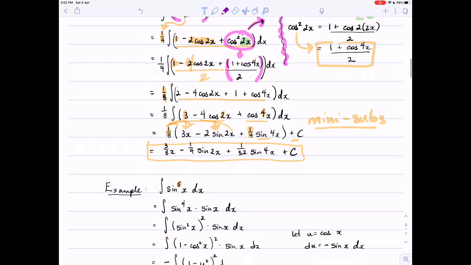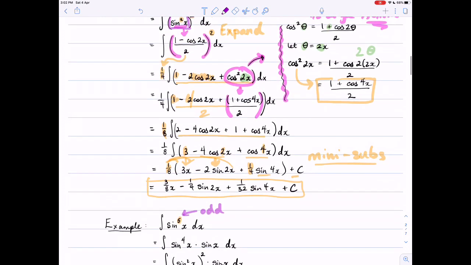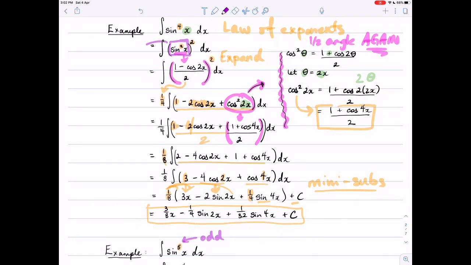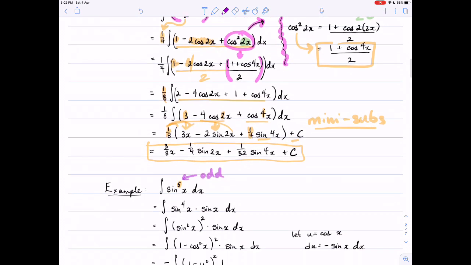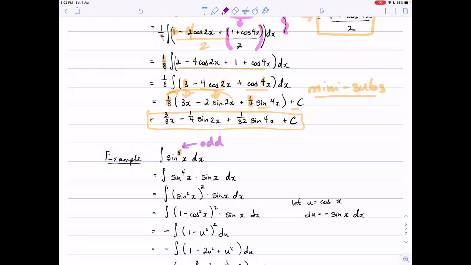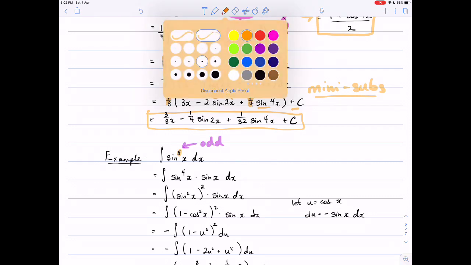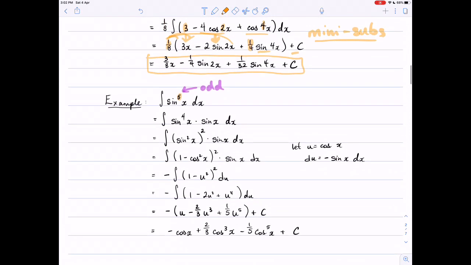Well, that's not going to happen here because this is an odd power, and the trig identity is a square and so works with even powers. And so what happens when you have an odd power? You've got to play a slightly different game. So what is the technique with odd powers? The technique with odd powers is to do this, which is again a different law of exponents.